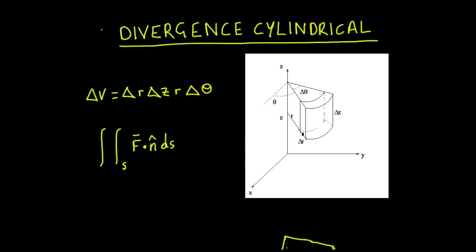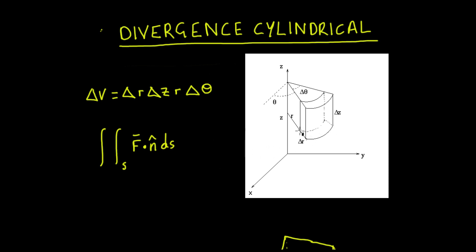In this video we're going to derive the divergence in cylindrical coordinates. Now you'll see that I've drawn a little section of a cylinder here, so we've got our x, our y and our z axes. Now in cylindrical coordinates, the x and y are replaced, with z remaining the same, and a distance r and an angle theta.